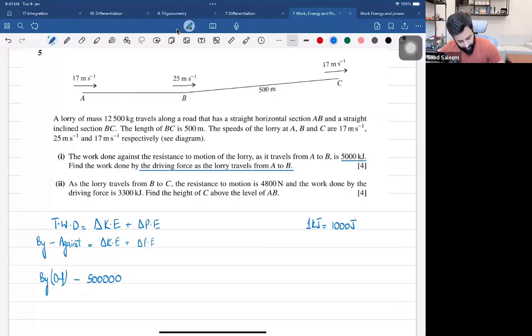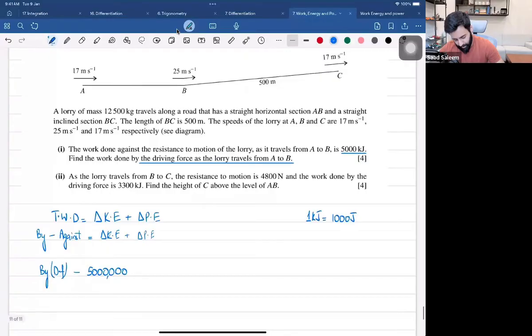It's 5 million. Yeah, it's 5 million joules, because it's already 5,000, so 5,000 times 1,000 is 5 million. Then either keep everything in joules or everything in kilojoules. So I'm just going to keep everything in joules.